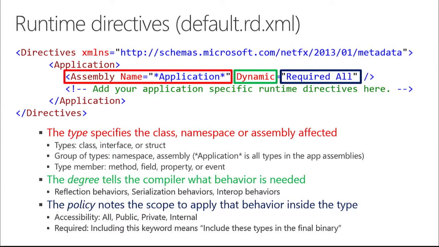And so the scope is simple, like all public, private, internal. These are the things that you know from C# coding, C++ coding. There's another keyword here, required. Required is another magic word, and required, in addition to public or private or internal, tells the compiler toolchain, please include these types in the final binary. Do not reduce them when you get rid of them.